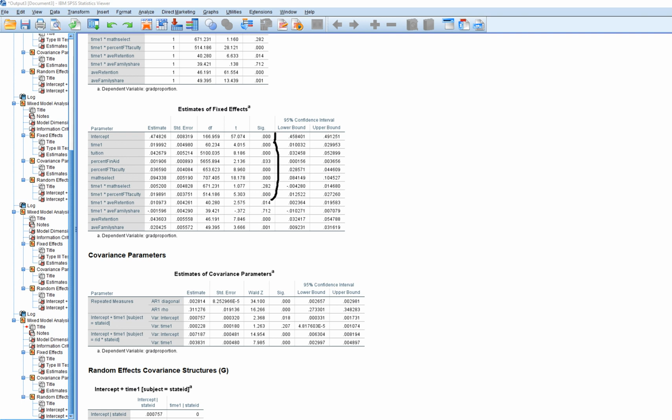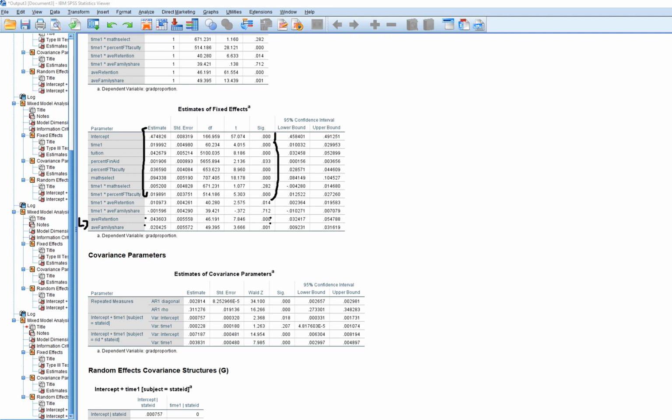When we look at our previous videos, these estimates and the significance levels are pretty consistent with what we had found previously. Now, in terms of the level 3 predictors, we have average retention and average family share. Both of these are positive and statistically significant.